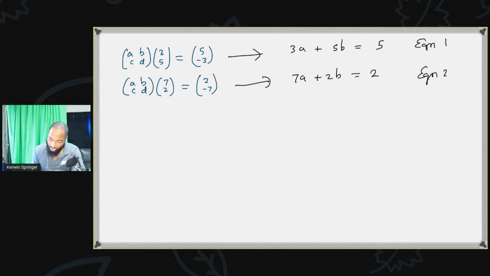From equation 1, if I multiply equation 1 by 2, I'll get 6a plus 10b is equal to 10. So equation 1 times 2, right? I'm multiplying by 2 because I'm doing a kind of simultaneous equation trick here. And if I multiply this by 5, I will get 35a plus 10b is equal to 10.